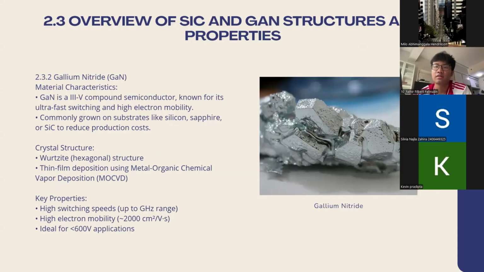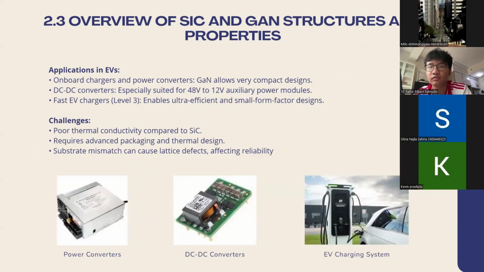Gallium nitride is a III-V compound semiconductor known for its ultra-fast switching and high electron mobility, usually grown on substrates like silicon. The crystal structure is wurtzite hexagonal, with thin film deposition using metal organic chemical vapor deposition. The key properties: high switching speed, high electron mobility, and ideal for applications under 600 volts. The applications in EVs: onboard chargers, DC-DC converters, and fast EV chargers.